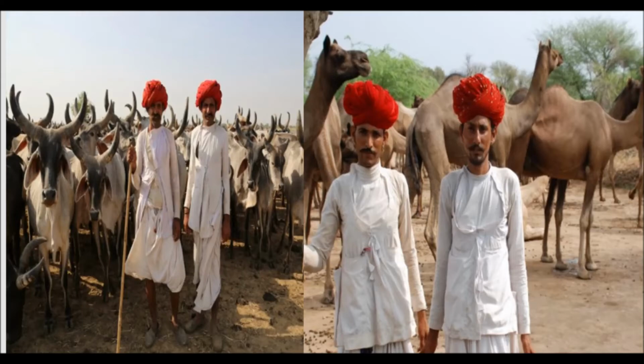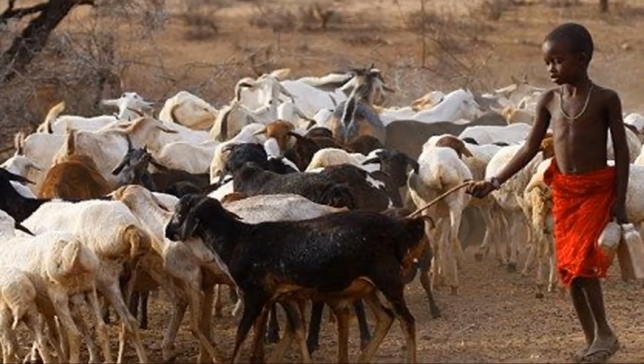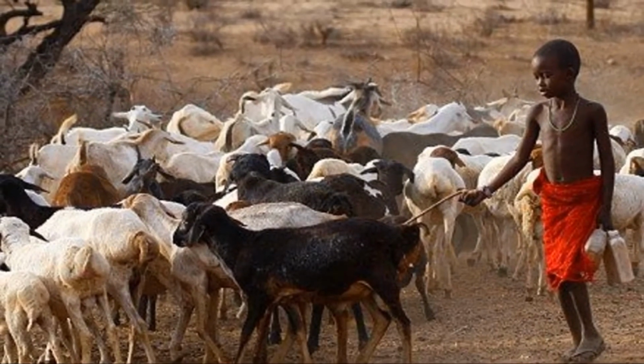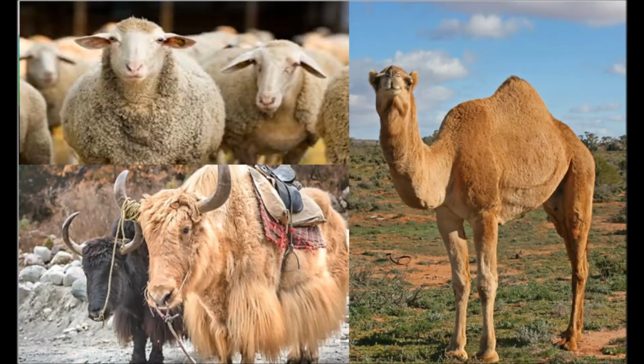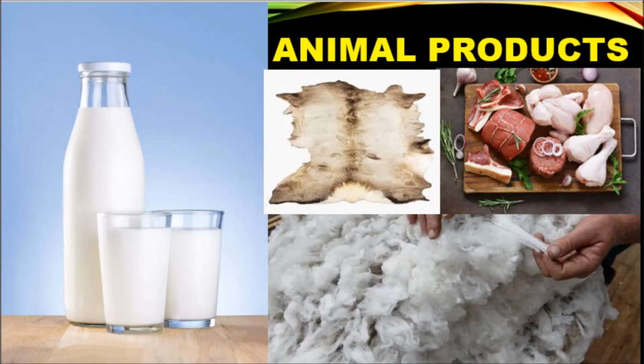Arid means dry places. In this type of farming, herdsmen move from place to place with their animals for fodder and water along the defined routes. Sheep, camel, yak and goats are most commonly reared. They provide milk, meat, wool, hides and other products to the herders and their families.